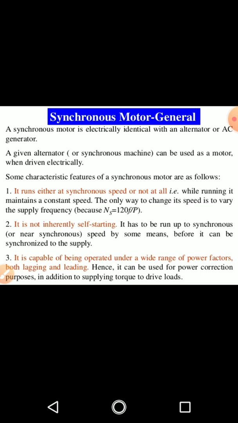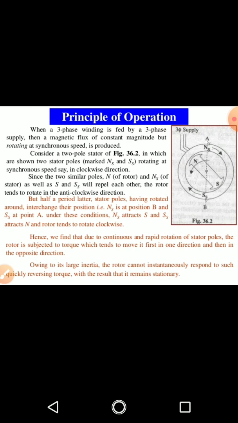It has to be run up to a synchronous speed by some means before it can be synchronized to the supply. By some means, with the help of starter devices, either the damper winding or any other starting method. It is capable of being operated under a wide range of power factor, both lagging as well as leading. Hence, it can be used for power factor correction, like a synchronous condenser, in addition to supplying torque to the drive loads. So what is the principle of operation?